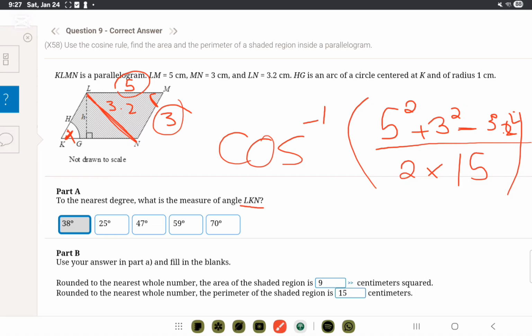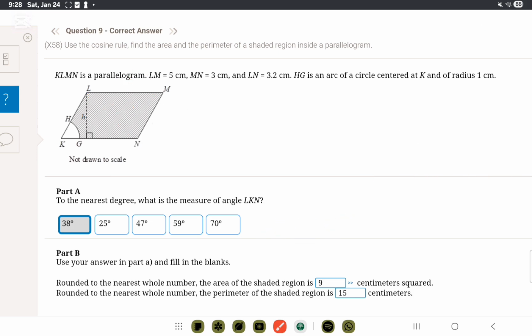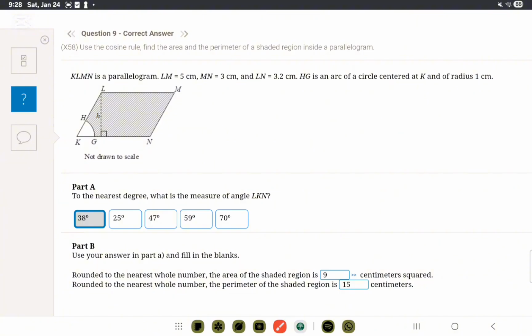So on my calculator, cosine to the power of negative 1, which is shift cosine, 5 squared plus 3 squared minus 2.2 squared over 2 times 15. We get 37.6, which is 38. That's it. Okay, second part.